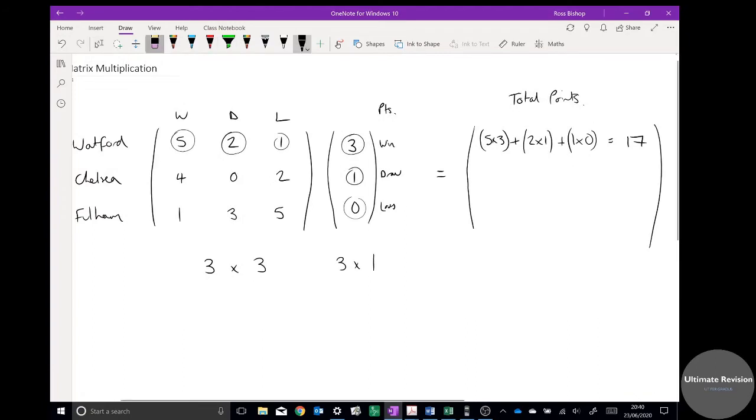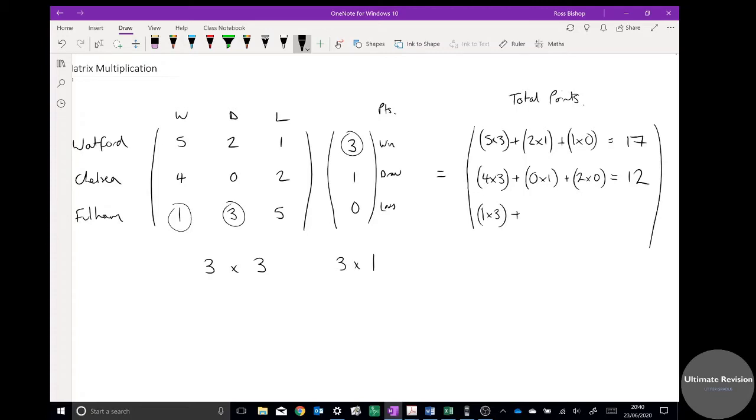The next, if I rub this out, so for Chelsea, I'll do exactly the same procedure. 4 times 3 plus 0 times 1 plus 2 times 0, and that's going to equal 12 points for Chelsea. And then for Fulham, I'll do exactly the same. 1 times 3 plus 3 times 1 plus 5 times 0 there. Okay, and that will tell me Fulham, which is 6 points.